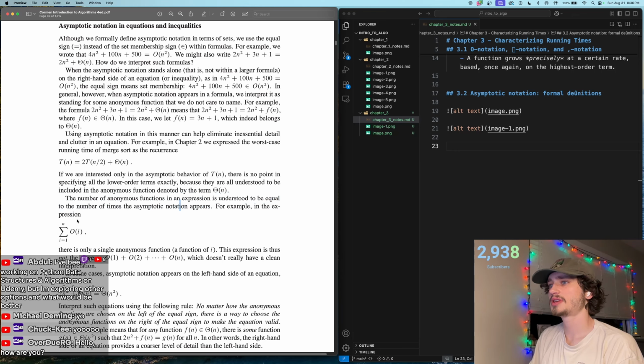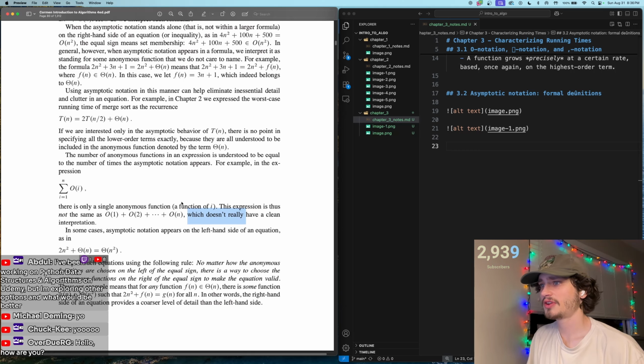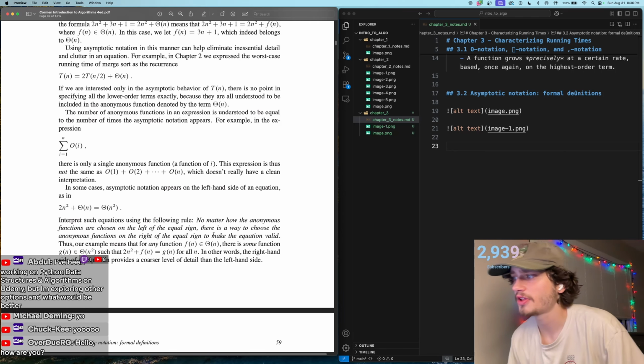For example, in this expression, there's only a single anonymous function, a function of i. This expression is thus not the same as O of 1 plus O of 2 all the way up to O of n, which doesn't really have a clean interpretation. In some cases, asymptotic notation appears on the left-hand side of an equation, as in this. Interpret such equations using the following rule.